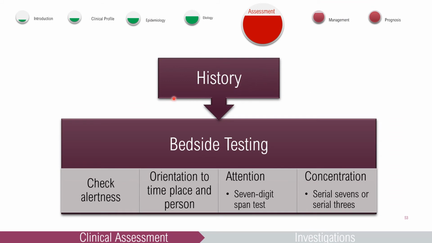So we begin by testing orientation to time, place, and person. Simply assess whether the patient is aware about the location, the date and time, and whether they can recognize the people around. So that's how you test orientation.